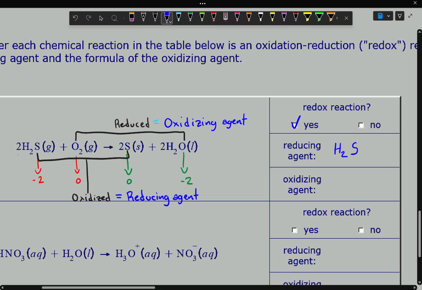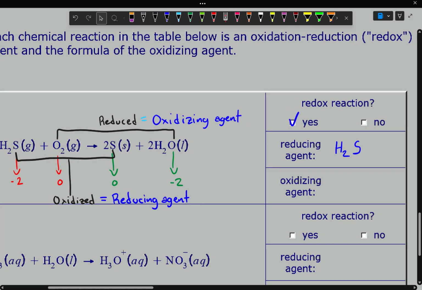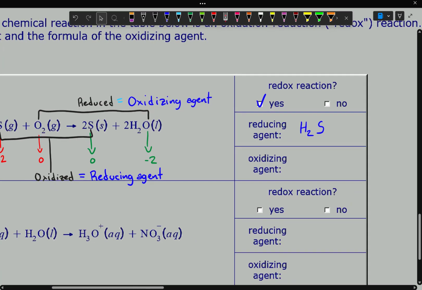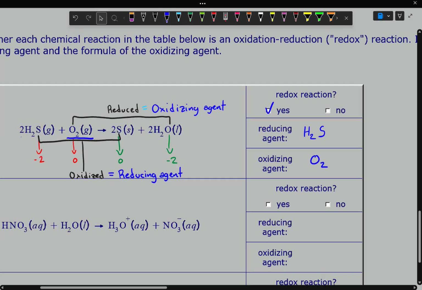And then for oxygen, oxygen is the thing being reduced, so we know that oxygen is going to be the oxidizing agent. So O2 is going to be the oxidizing agent. Okay?